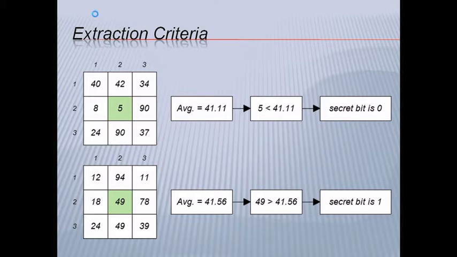So in this first example, the middle pixel intensity, which is 5, is less than the average intensity. Therefore, the secret bit is 0. In the second one, 49 is less than the average intensity of the block, therefore the secret bit is 1.